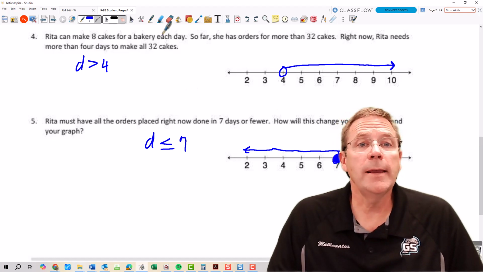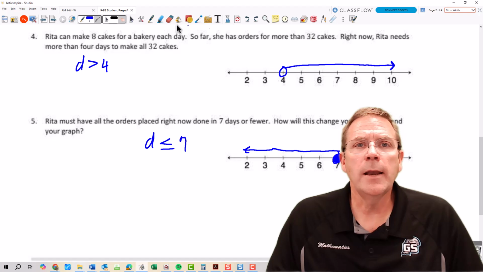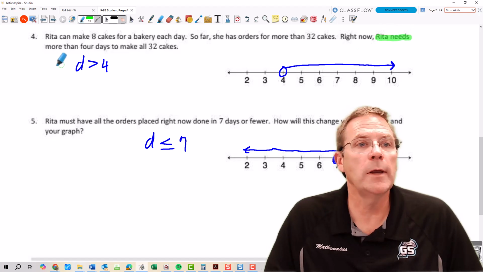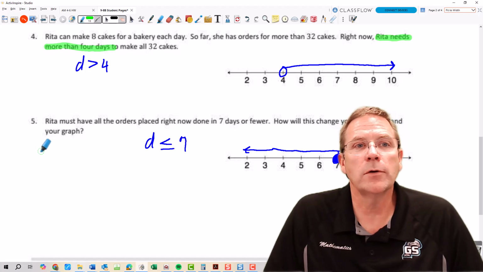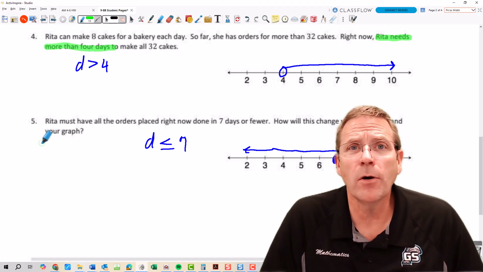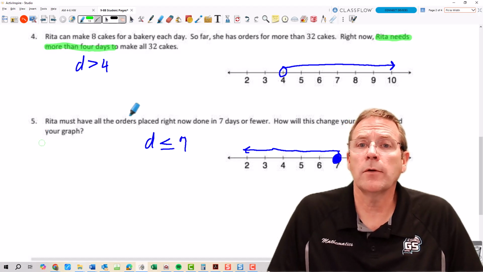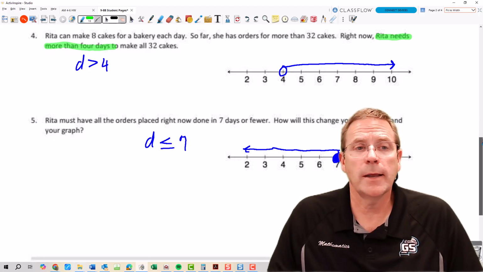Rita, this one's full of distractors. Rita can bake 8 cakes for her bakery each day. So far, she has orders for 32 cakes. Right now, here's the important part. Rita needs more than 4 days to make all 32 cakes. That's the only part of this whole sentence that matters at all. She needs days more than 4, so D is greater than 4. That gave me an open circle with an arrow going to the right-hand side.